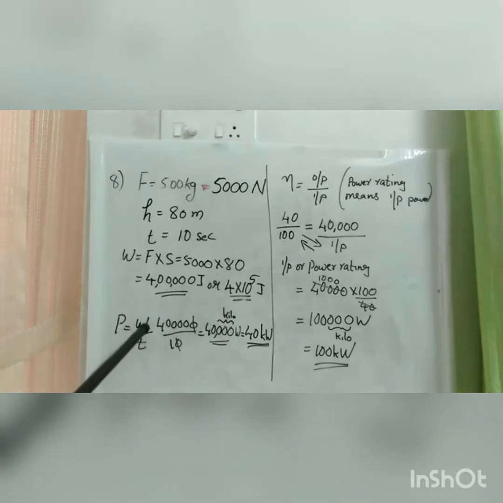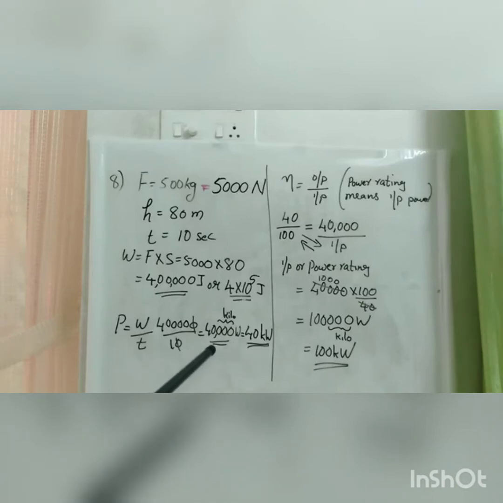Second is, calculate the power at which the pump works. So power is work by time. We already got 4 lakh and time is 10. So 4 lakh by 10, you will get 40,000 watt. Okay, you can write as watt itself because watt is the SI unit of power.